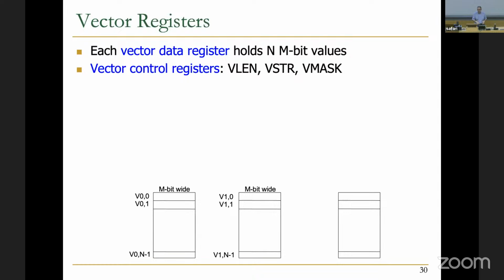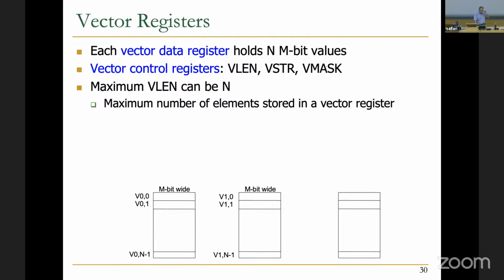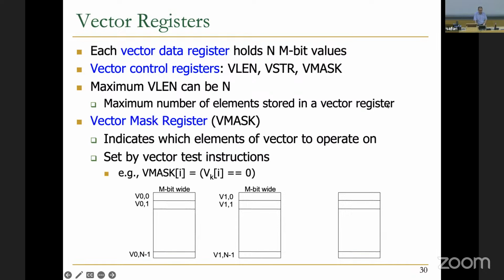That's actually one of the hardest things that programmers usually need to deal with when they work with a SIMD processor. That's also one of the reasons that it was quite hard to program a SIMD processor, and then we had to go to GPU to make programming much easier. The maximum VLEN can be n, which is the maximum number of elements stored in a vector register.